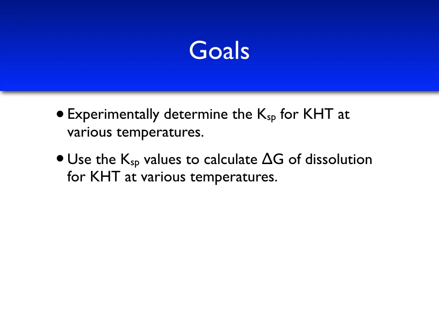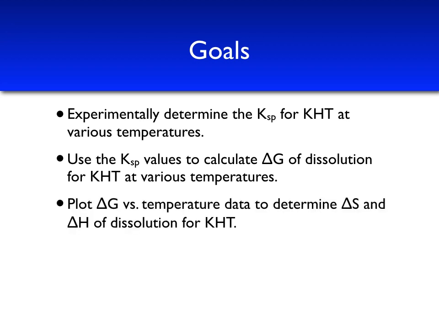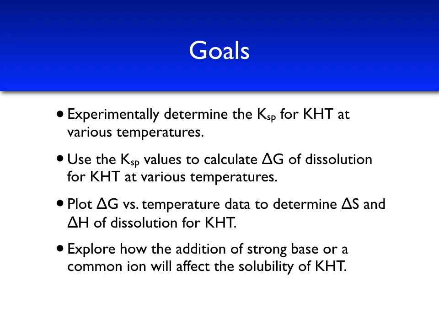We will use these KSP values to calculate the change in Gibbs free energy for the dissolving of KHT at different temperatures. We will then plot these delta G values as a function of temperature to experimentally determine the delta S and delta H, or the entropy and enthalpy changes for the dissolving of KHT in water. We will also take a look at how the addition of a strong base or a compound with a common ion to KHT will affect its solubility.